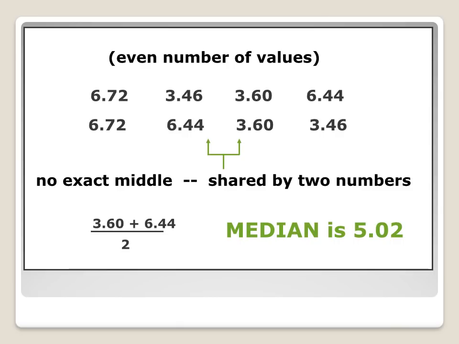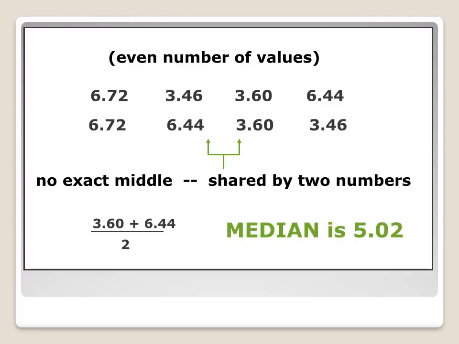What happens when we don't have an exact middle score? What happens when we have a distribution that doesn't have an odd number of observations or scores? Because when you have an odd number of scores, you can take that exact middle and half of them will be above and half of them will be below that middle number. So when we have an even number of values, we don't have that exact middle. What we need to do is take those two middle numbers. So no exact middle, it's shared by two numbers.